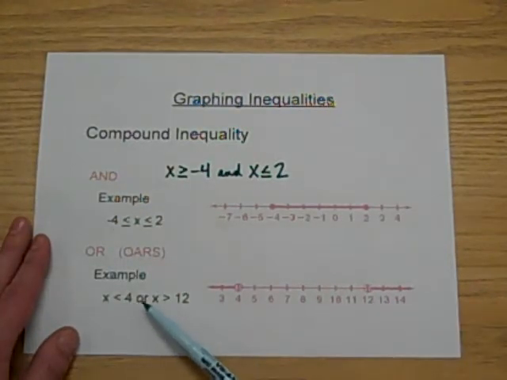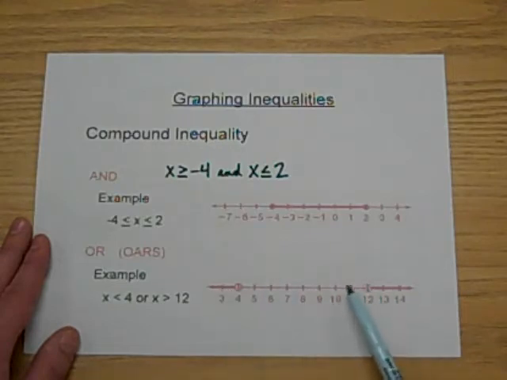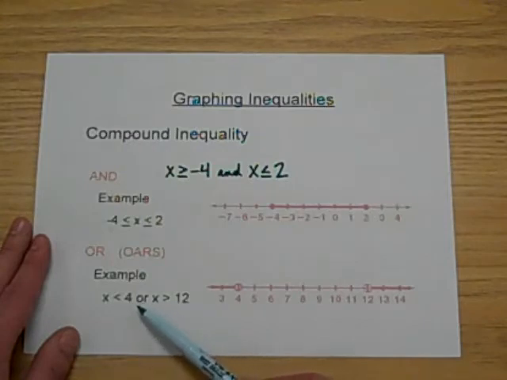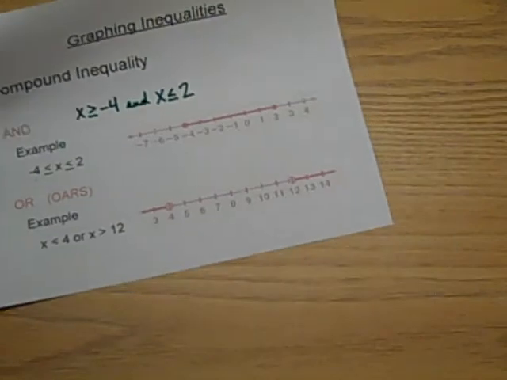X is less than 4, or x is greater than 12. Notice down here, only one of the inequalities has to be satisfied. A number like 3 is less than 4, but it's not greater than 12. But it doesn't matter. It only has to meet one of the inequalities. So for the solution here, you actually write the word or. So this is the way I want you to write your or inequality solutions. Okay, compound inequalities, ands and ors. All right, let's do a few examples.